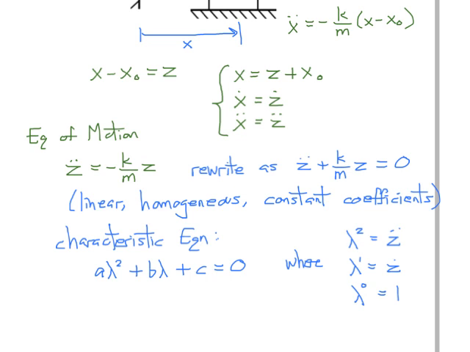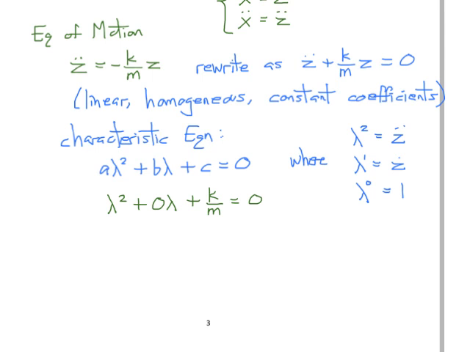And the characteristic equation is a quadratic polynomial set equal to 0, where lambda squared is our second time derivative, lambda to the 1 is our first time derivative, and lambda to the 0, of course, is equal to 1. And when we look at the coefficients for our differential equation, we get the characteristic equation of lambda squared plus k over m is equal to 0. Now recall how this characteristic equation works: when we solve for the roots of this equation, that tells us how the system responds. And in our situation, our roots are complex conjugates.